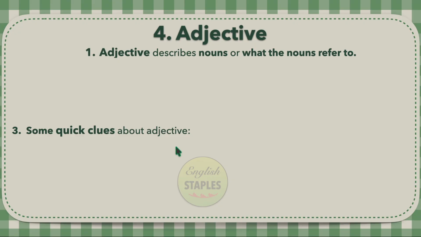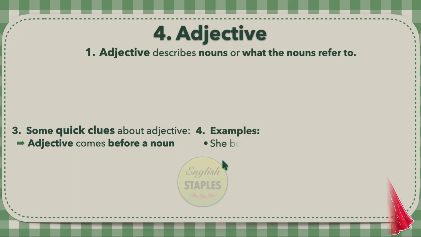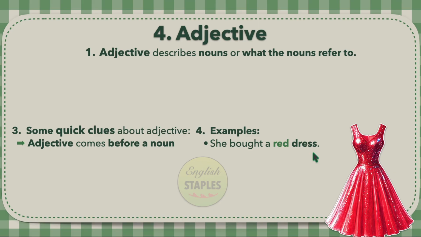Some quick clues about adjectives. Adjective comes before a noun. She bought a red dress. So the adjective is red and it describes dress. Adjective also comes after nouns. For example, her dress is red. Red dress. Do you see that? Her dress is red.